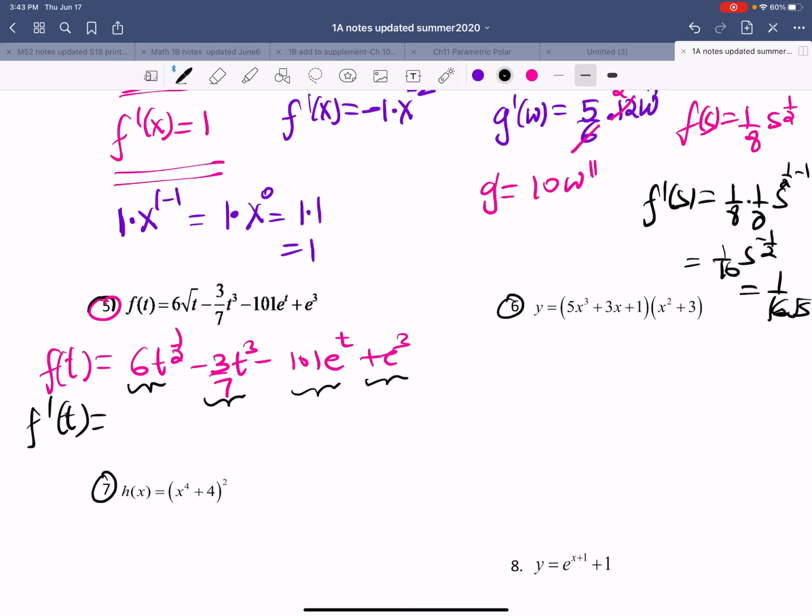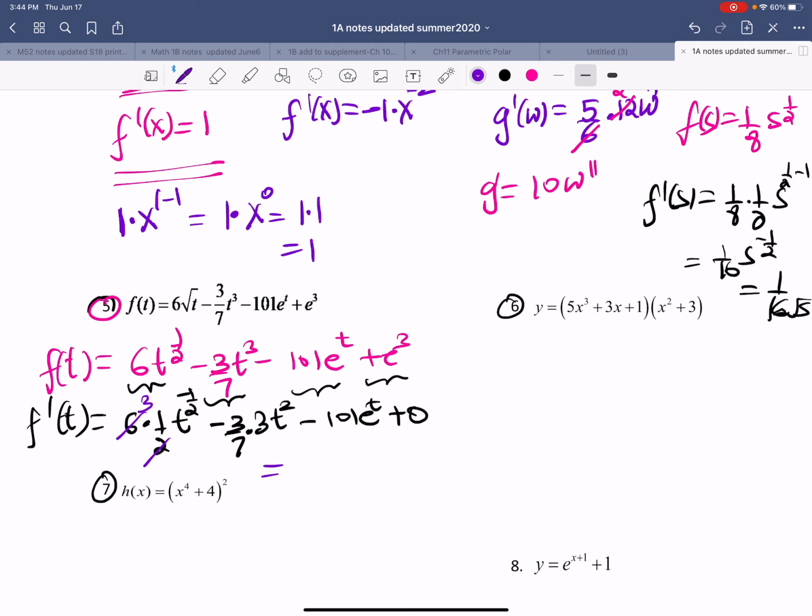So when we do f prime of t, we can do the derivative of individual pieces and find the sum and difference of those derivatives. 6t to the power 1/2, 6 times 1/2. When I do 1/2 minus 1, that would be negative 1/2. 3/7 times 3t to the second power, minus 101 e to the power t. The derivative is just e to the power t. And e to the third power is a constant, so the derivative of a constant is always 0. So that's going to remain 0.